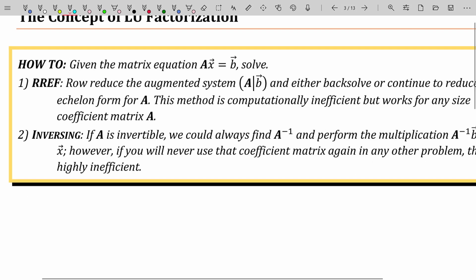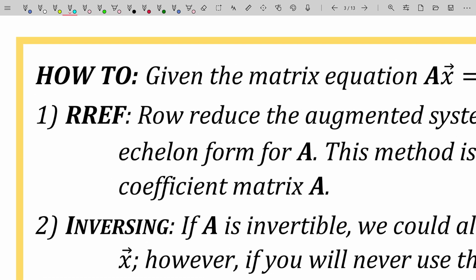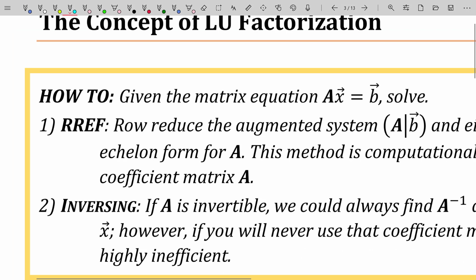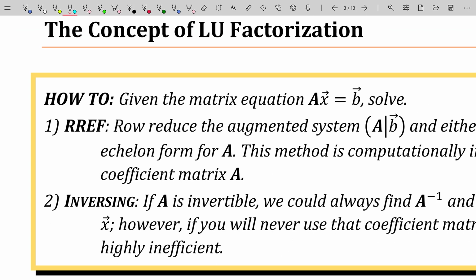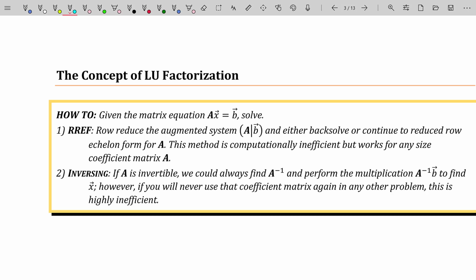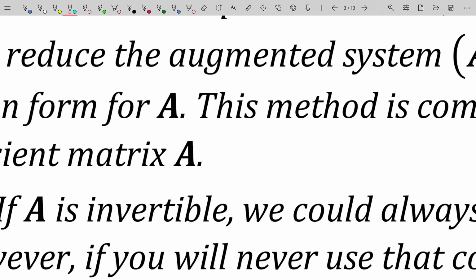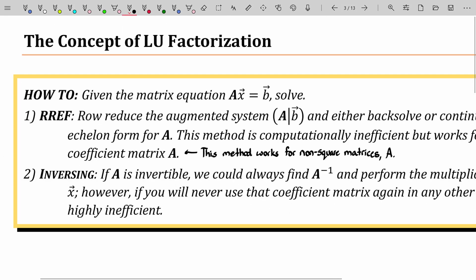Well, right now we have two methods to solving a matrix equation. We can either put it in reduced row echelon form, and so you would take that matrix equation, put it in an augmented matrix, and get it to reduced row echelon form, and then solve it out, right? And as the note here states, this method is computationally inefficient, but it does work for any size coefficient matrix A. And that's going to be important because it works for non-square matrices. And that's, like I said, somewhat important.